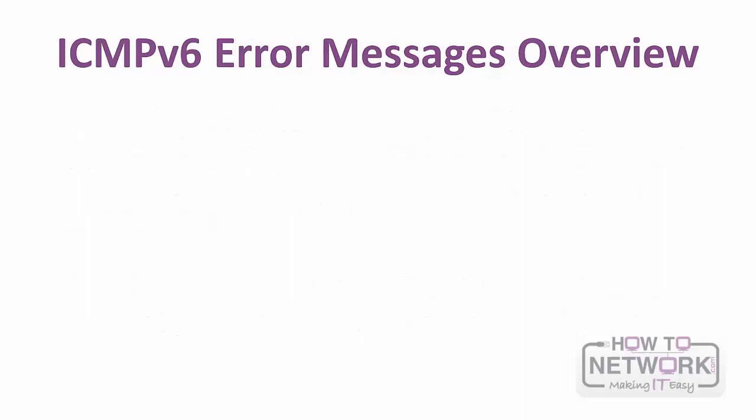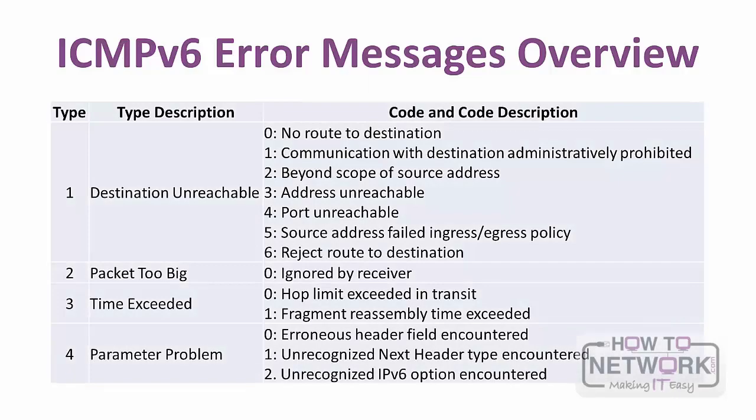Layer 3 devices use ICMPv6 error messages to notify the sender as to why a packet could not be delivered. The following table provides an overview of the different types of ICMPv6 error messages. There are 4 types of error messages: destination unreachable, packet too big, time exceeded, and parameter problem. There are a few others that are beyond the scope of this course.